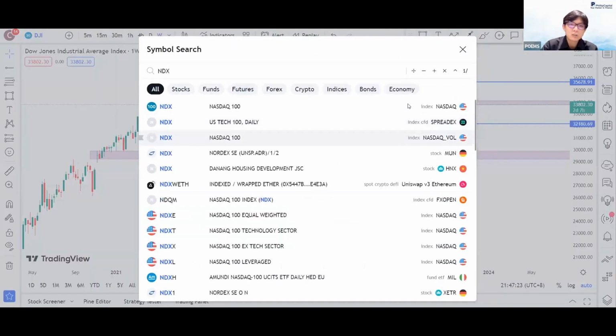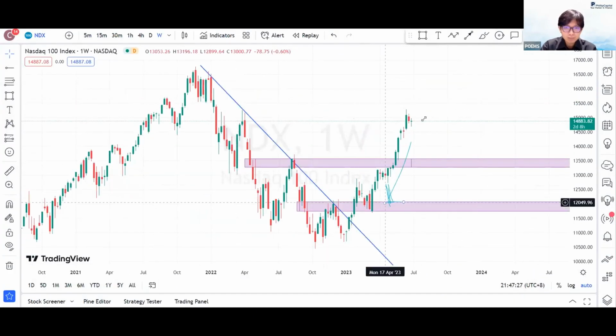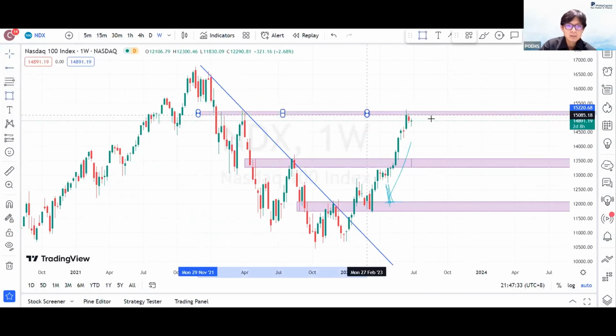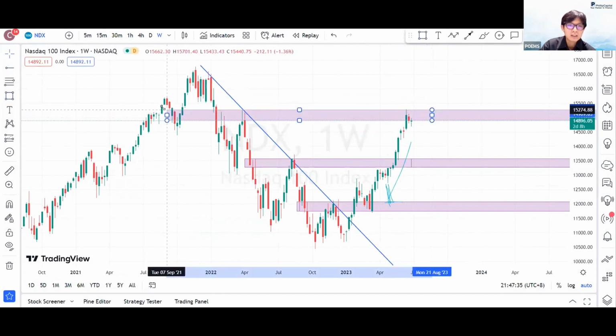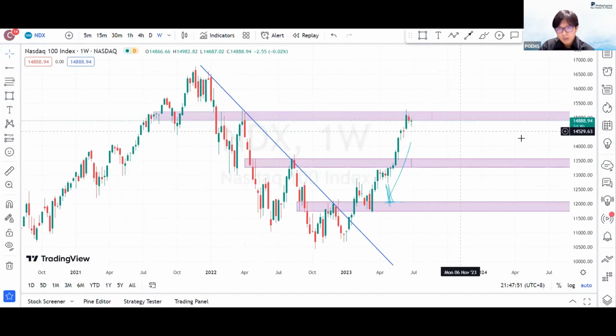Next, I will look at the Nasdaq index. For Nasdaq, nice movement, very bullish, running into 15,000. But same thing, we are now sitting on a delicate level. Why is this a delicate level? This was where the price started breaking downwards back in December 2021, and price failed to tap back into this area until recent weeks.